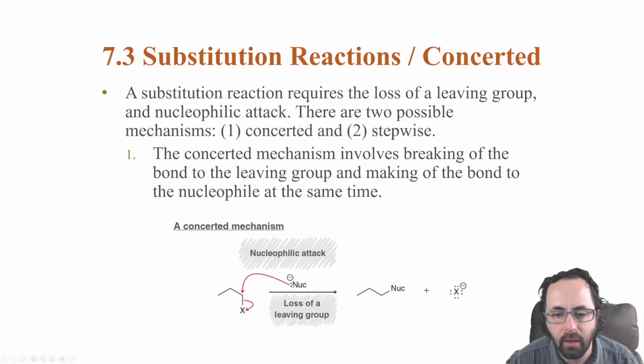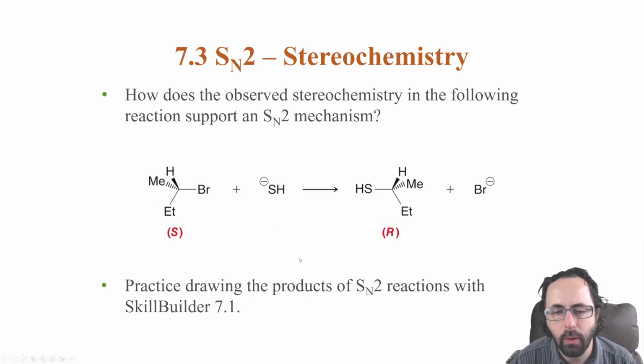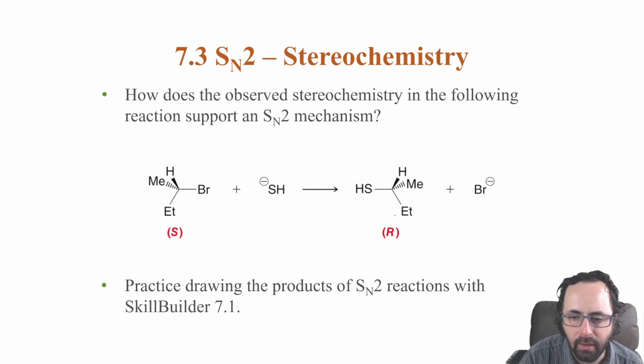So mechanisms can occur either in a concerted way or in a stepwise way. Here, what we show is a concerted substitution mechanism. The nucleophile attacks the electrophile at the alpha carbon where the halogen is attached, and the halogen leaves as a halide ion simultaneously. This is what's referred to as an SN2 reaction. And so here's another example of an SN2 reaction.